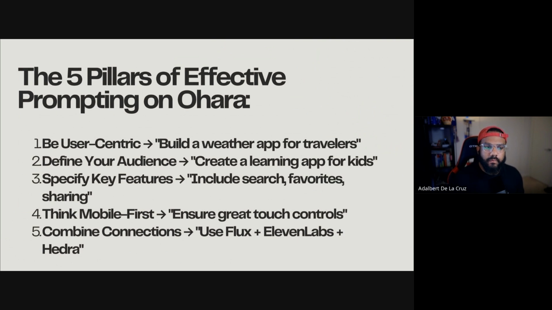And then try to combine these connections, right? You really have to sit down and think, what am I building, and why am I building it? And what resources am I going to use to combine these connections, whether it's using Flux and 11 Labs and Hedra to create a really cool app. So those are my 5 pillars. Be user-centric, define your audience, specify key features, think mobile first, and then combine those connections to really build cool apps on Ohara.